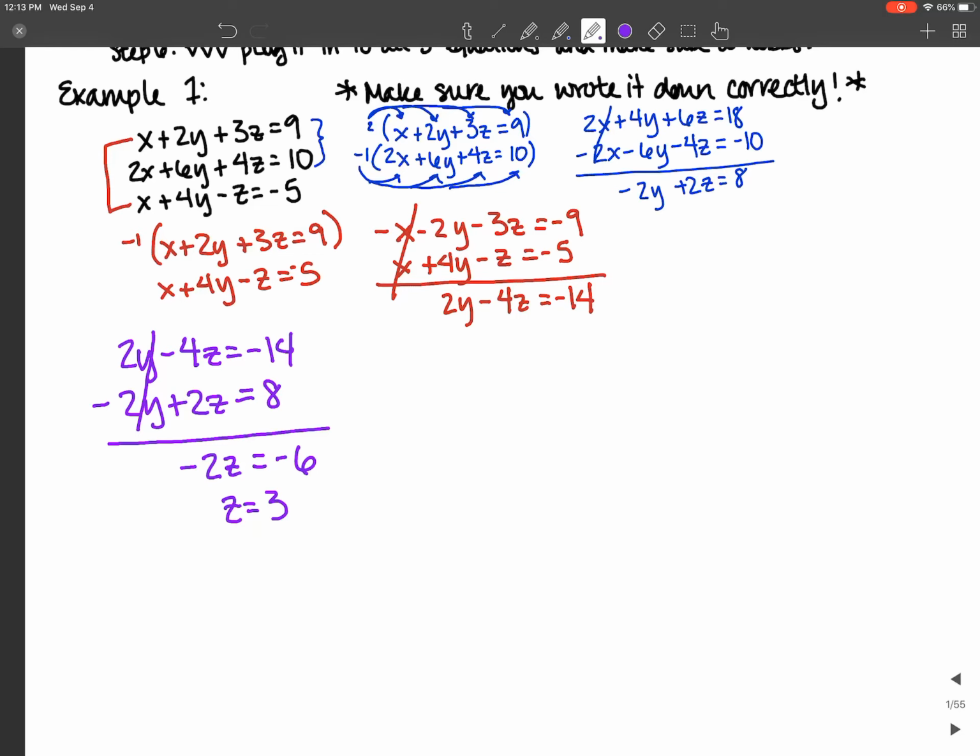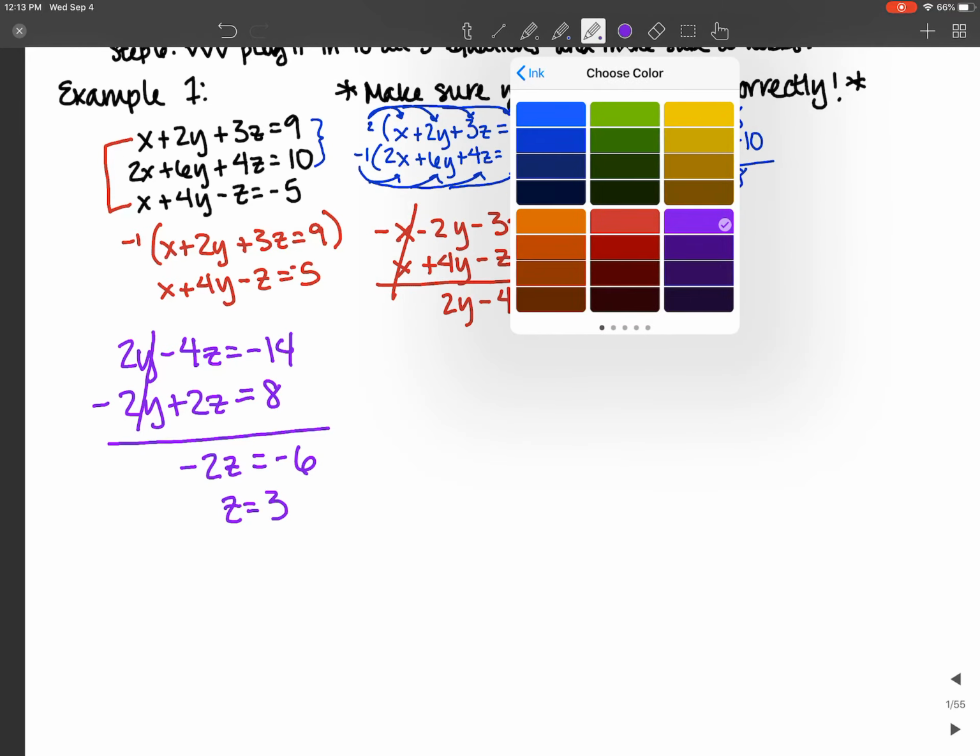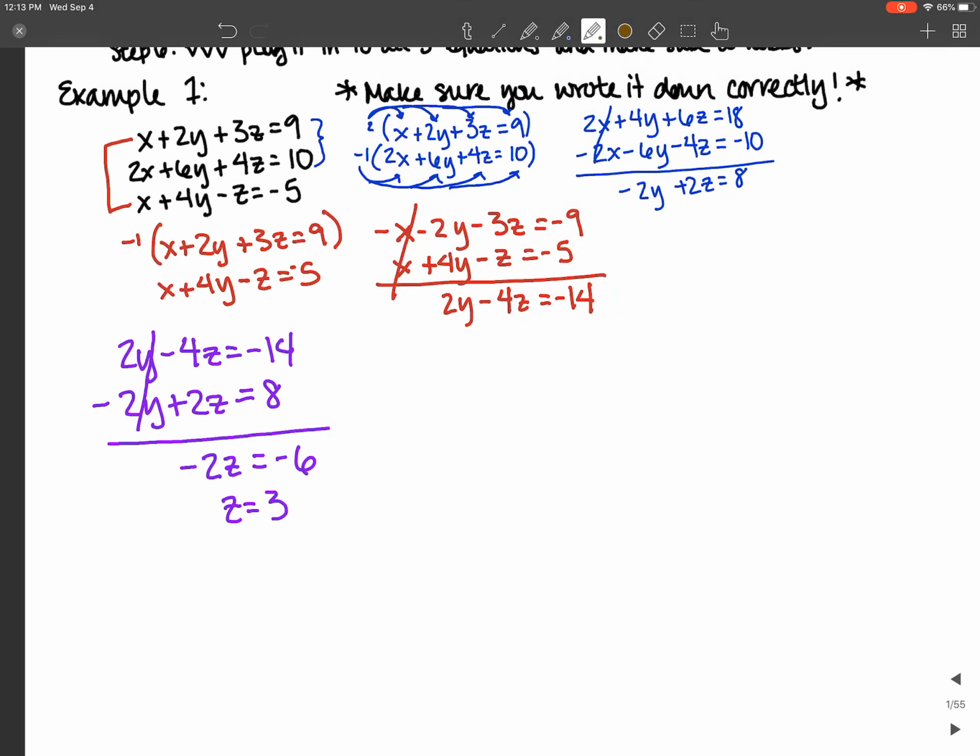So we got z equal to 3. Yeah, we have to find the rest. Sorry, Emmett. We got z. Now we need to use these to find y. Either one. So I'm going to use this one over here just because that's where I'm standing. And I'm going to plug in 3 for z. So I have negative 2y plus 2 times 3 equals 8. I'm going to solve for y, just like you've been doing.